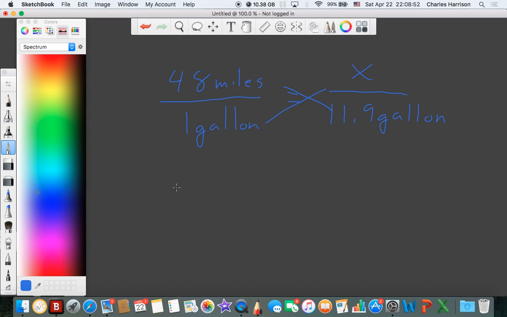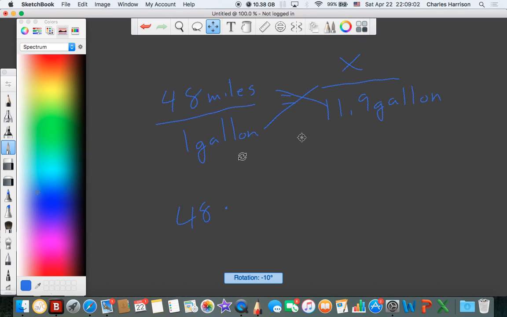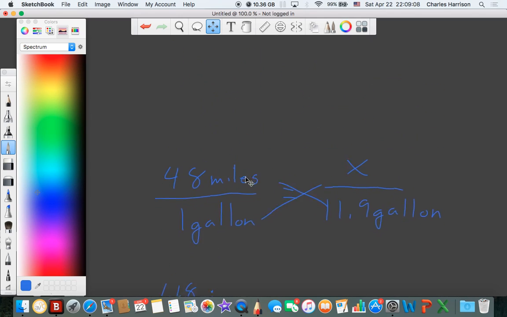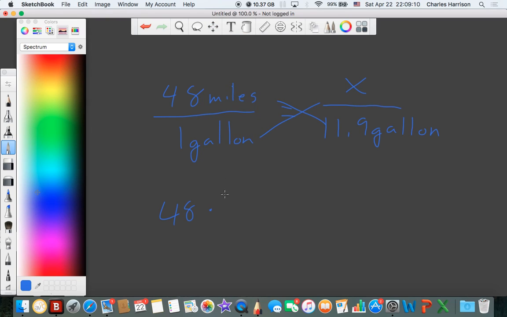This times this. So we've done this. That's why I said you could do 48 times 11.9, and that would give you the amount of miles. Oh, I deleted it already. If you recall correctly, if you rewind the video, you can see that's true. When we do cross multiplication with the proportions here, 11.9 times this, and 1 gallon times this will give us what we need, okay?